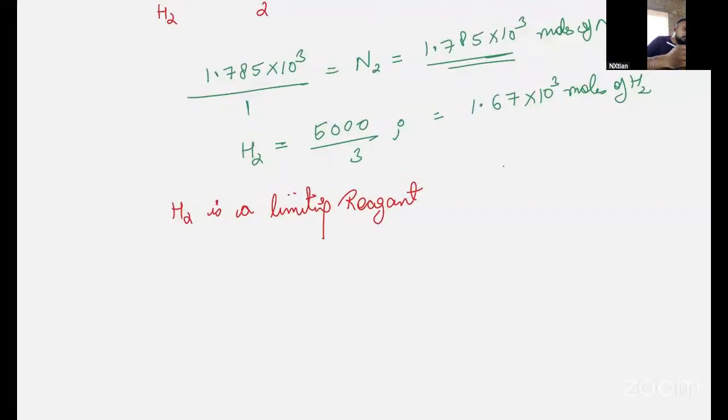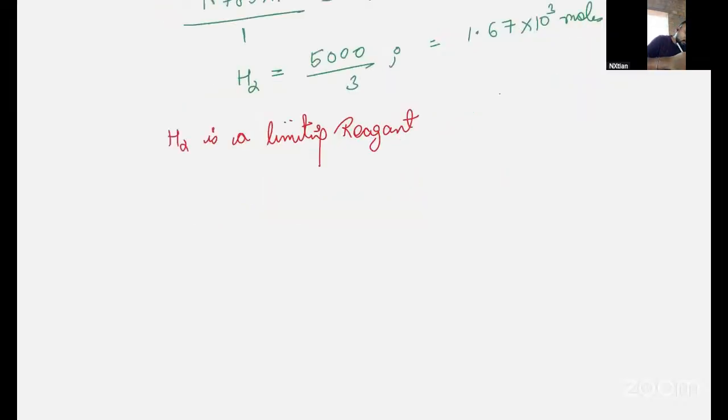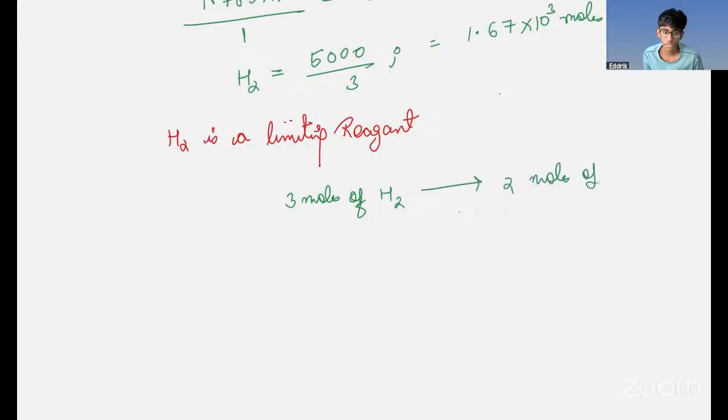Okay. Now here we have to find the amount of ammonia also. How will you calculate the ammonia? Only hydrogen is limiting, so we are taking hydrogen as the example because hydrogen is the limiting reagent. So 3 moles of hydrogen makes how many moles? 2 moles of ammonia.